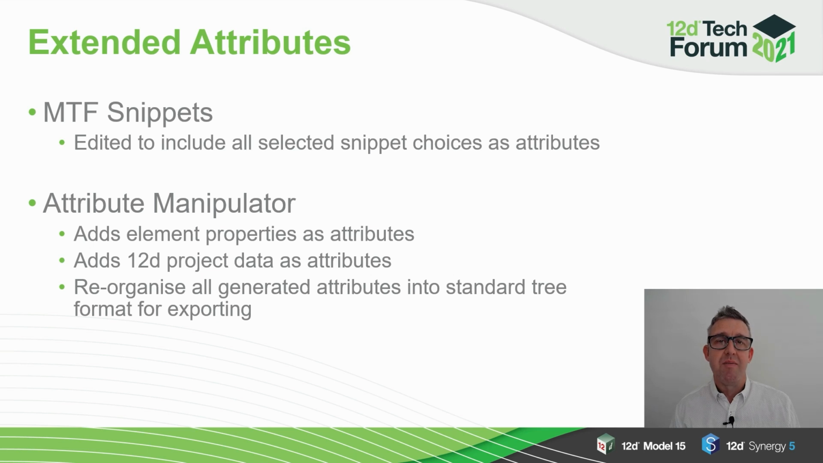Another function of the attribute manipulator is that it can push 12D project information onto each element as an attribute. This can be information such as project name, zone, date, and the designer, which are all useful. And this is particularly powerful when used in conjunction with 12D synergy, which can control a lot of that data before you even open 12D.